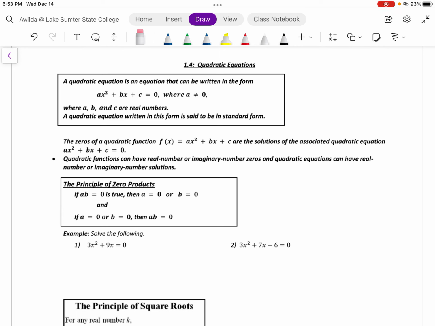And the reason is, if a were equal to 0, we would lose our first term, which is the quadratic term. And in essence, we would end up with a linear equation instead of a quadratic.